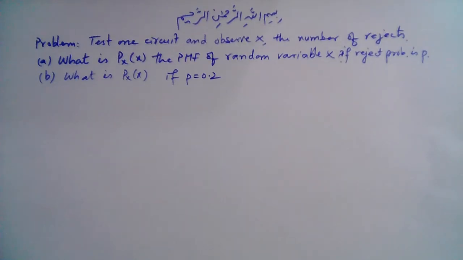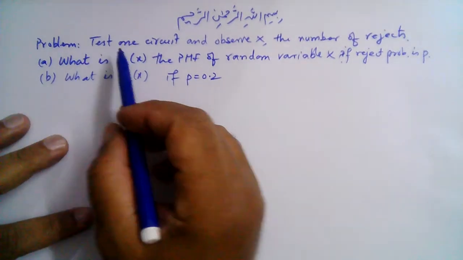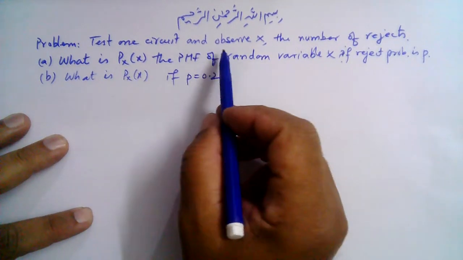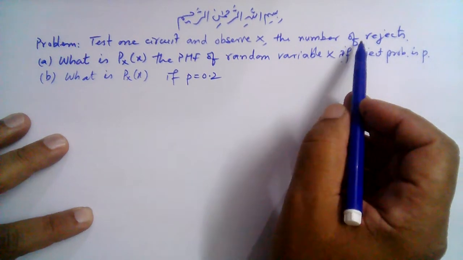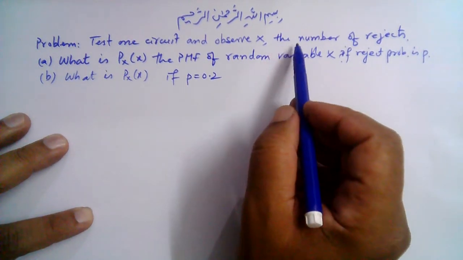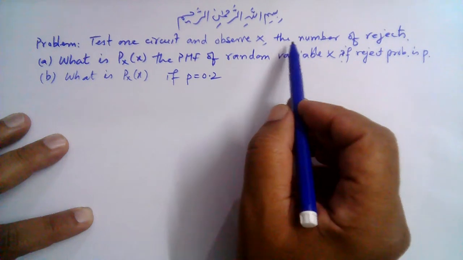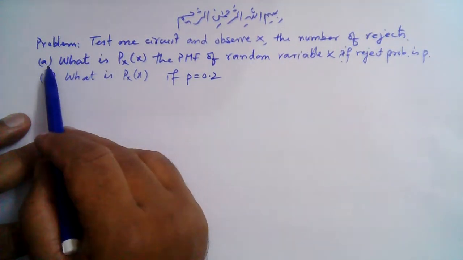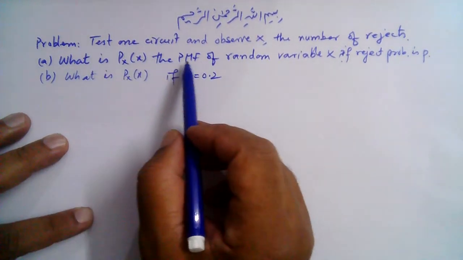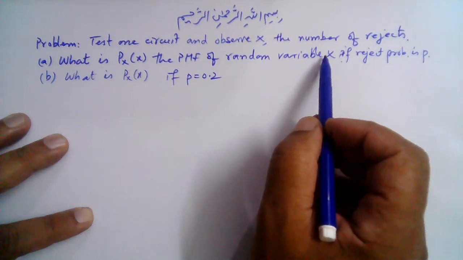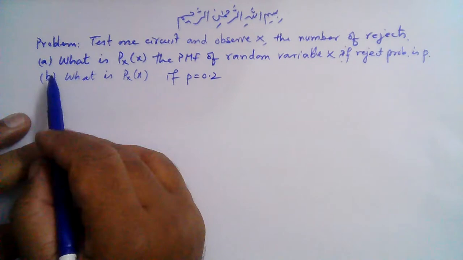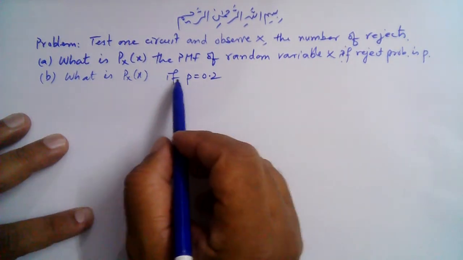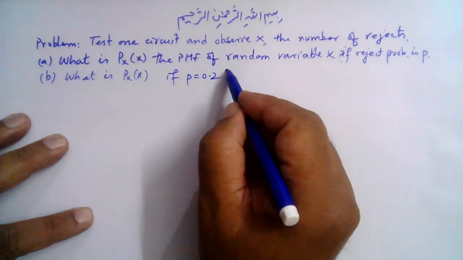Bismillahirrahmanirrahim. So test one circuit and observe X, the number of rejects. So X is a random variable which is the number of rejects. Part A, what is P_X(x), the PMF of random variable X, if the reject probability is p. Part B, what is P_X(x) if p is equal to 0.2.